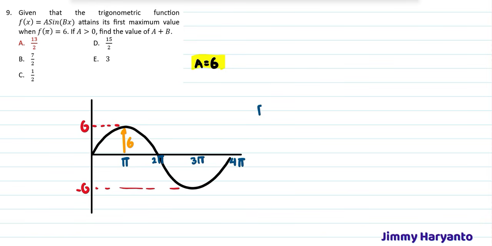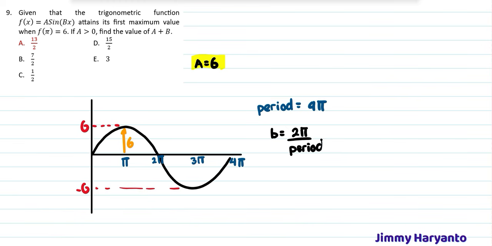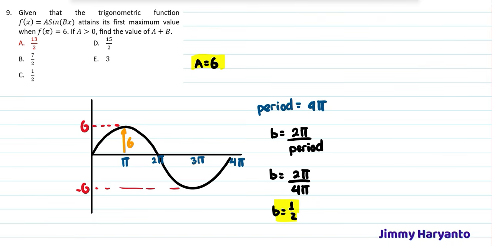And that also means the period is 4 pi. To find the B, we can use this formula: B equals 2 pi divided by the period. So B equals 2 pi divided by 4 pi, so B equals half. A equals 6, B equals half, and then you add them together. You'll have 6 and a half, which is 13 over 2.